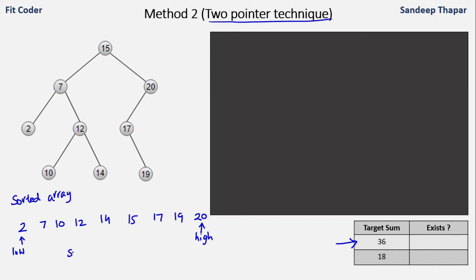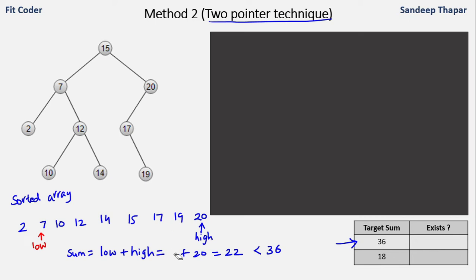At each step, we compute the sum of low and high. So now low plus high is 22. This is less than 36. Because the array is sorted, if we have to reach sum 36, then we have to increment the low pointer to the next index because it is in increasing order. So now low will point to 7.